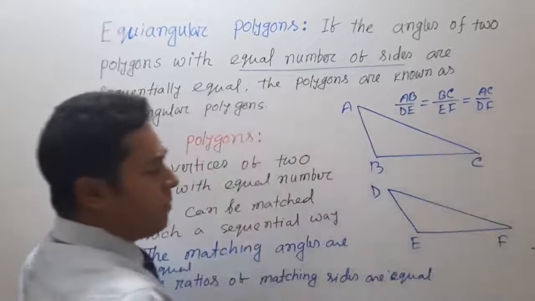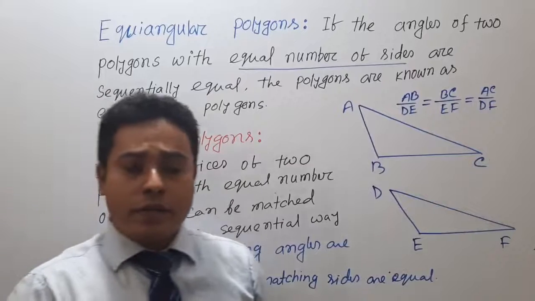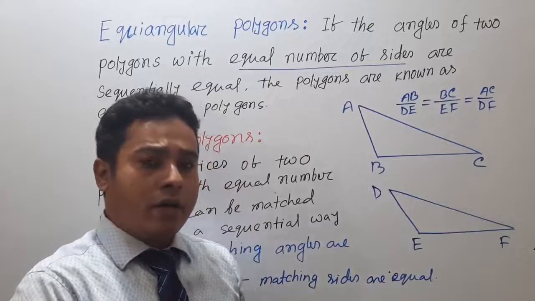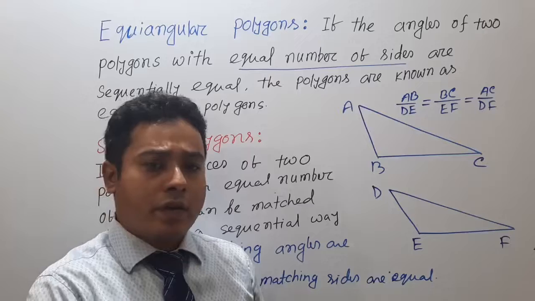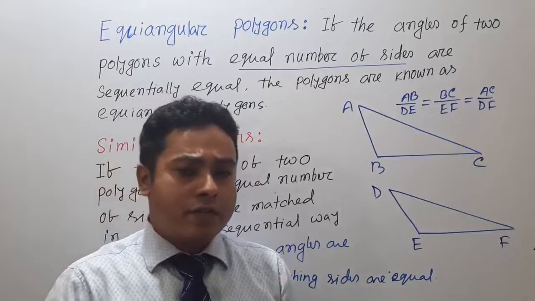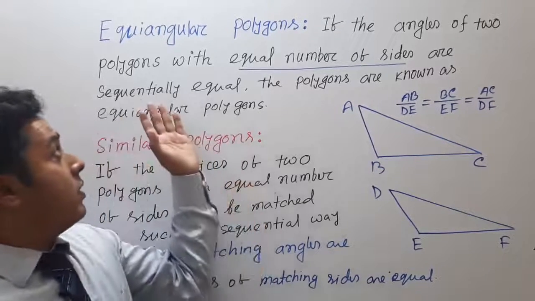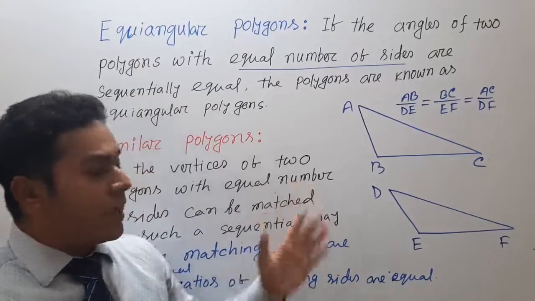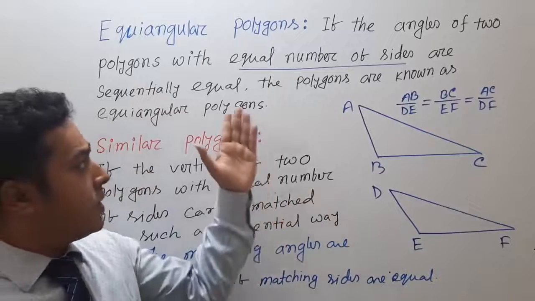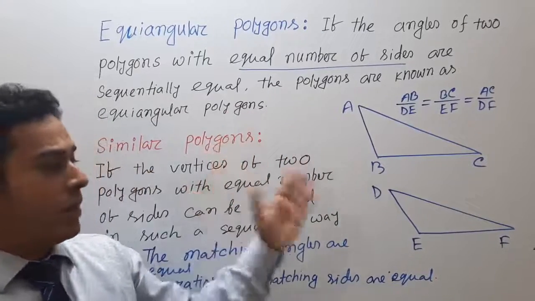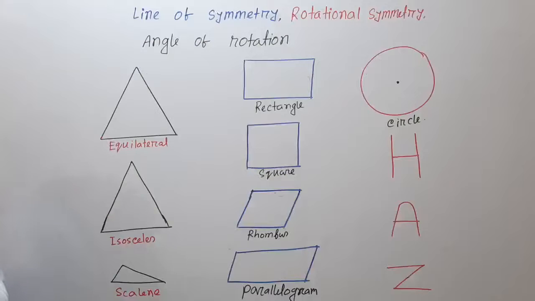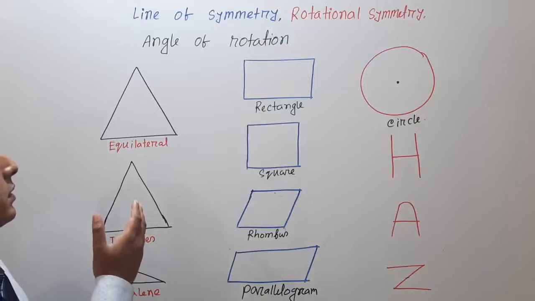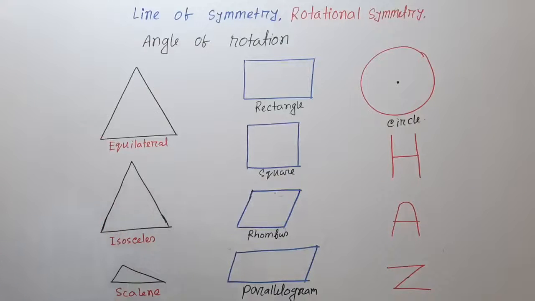Okay, dear student, these are important topics for your MCQ. First one: an equiangular polygon has equal angles, and a triangle that is equiangular is also a similar polygon. Okay, dear students, our topics are line of symmetry, rotational symmetry, and angle of rotation.